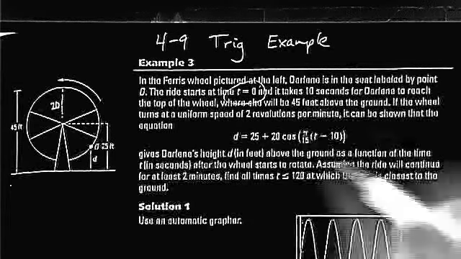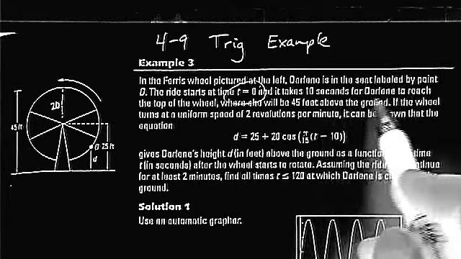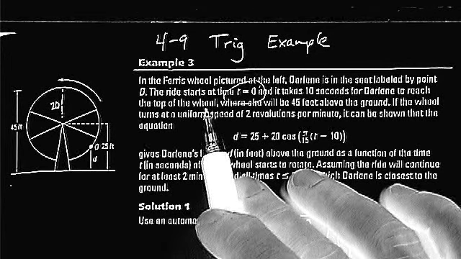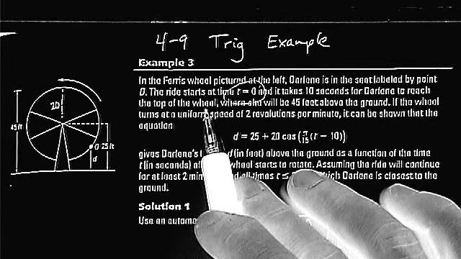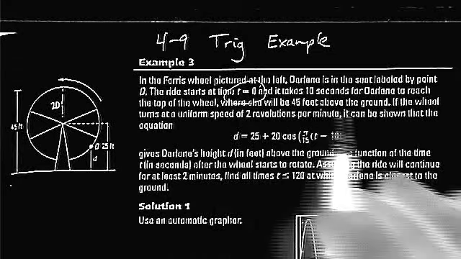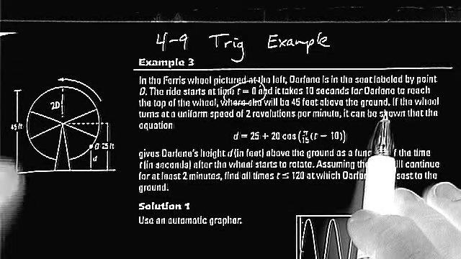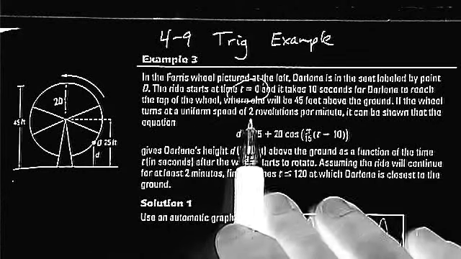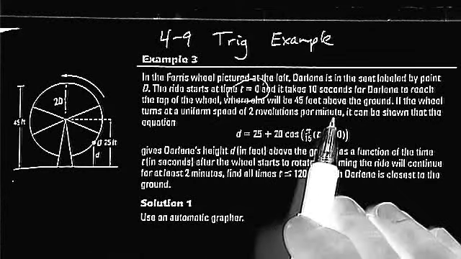Anyway, in this case it says it takes 10 seconds for Darlene to reach the top of the wheel. So obviously she didn't start at the top of the wheel, otherwise she'd already been there. But it takes 10 seconds for her to get to the top of the wheel, where she will be 45 feet above the ground, which is already indicated in the picture. If the wheel turns at a uniform speed of 2 revolutions every minute.